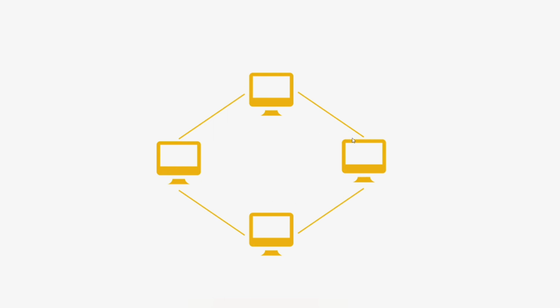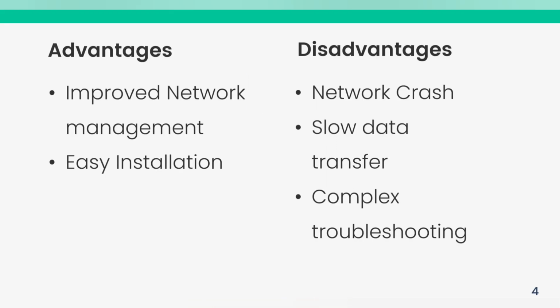Advantages of ring topology are improved network management than bus topology, easy installation. Ring networks are relatively easy to expand by adding more devices or connecting additional rings. In a ring topology, each device has equal access to the network. Disadvantages of ring topology are, network crash is common, slow data transfer, complex troubleshooting.